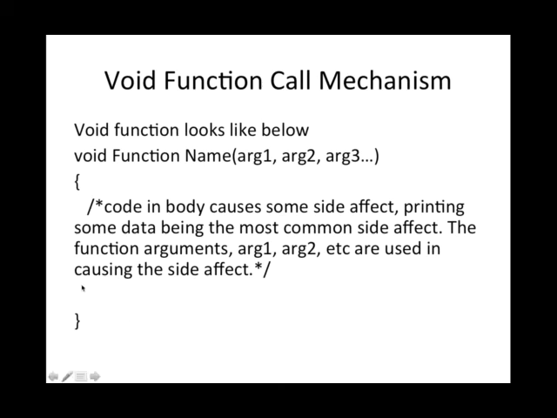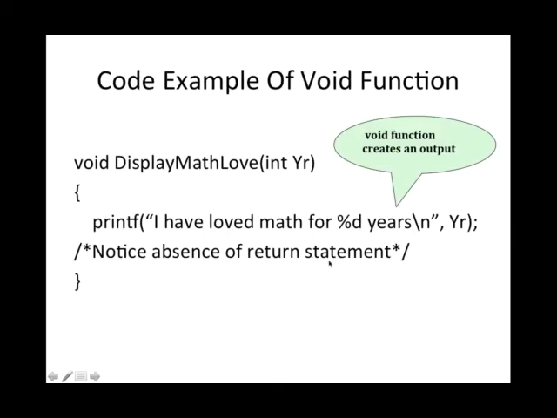Okay, notice there's no return statement because it's just causing some side effect. Printing data is one of the important side effects. And here we show the example: void display_math_love(int year). In this case, this void function is creating an output: printf, I have loved math for years. Okay, and notice there's no return statement. Here's one of the code examples of a void function.